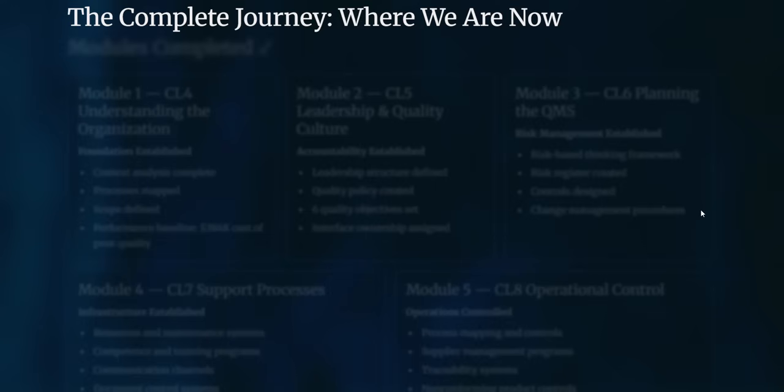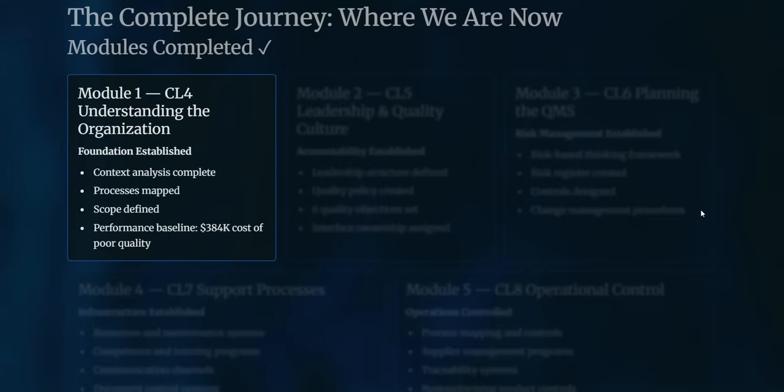So, now the complete journey, where we are today, just to highlight again, the modules that have been completed. Module 1, Class 4, Understanding the Organization, which is the foundation. We have established the foundation there and it covered: context analysis completed, process mapped, scope defined, performance baseline, cost of poor quality.